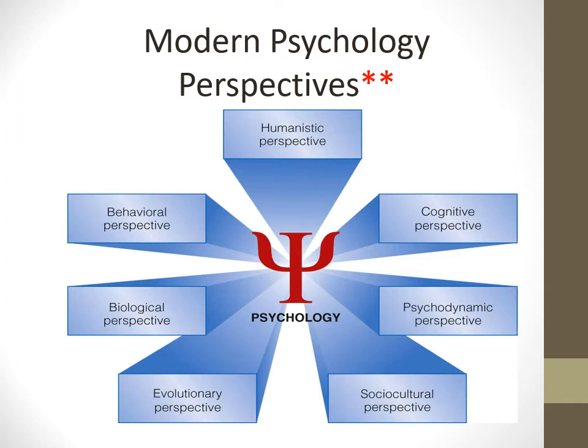Today we take what's called an eclectic approach, and that's how most psychologists treat the world now. It combines several perspectives, and it is more complete than any one of these. So no one theory is more correct than another.